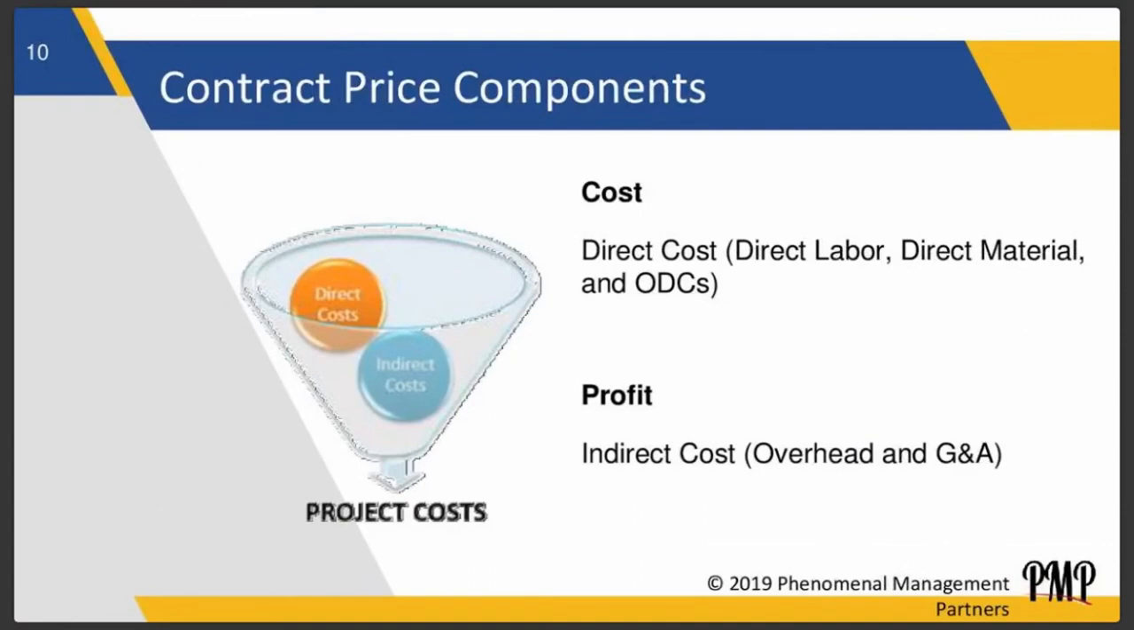The next thing, I talked a little bit about it, was contract price components. Cost versus profit. Cost is very critical because you're going to recoup that. Cost is your direct labor, your direct material, and your other direct costs. What's direct labor? Direct labor is a person that's billing directly to the particular effort. So it could be an engineer that's working directly on this effort. It could be a technical writer that's working directly on this effort.